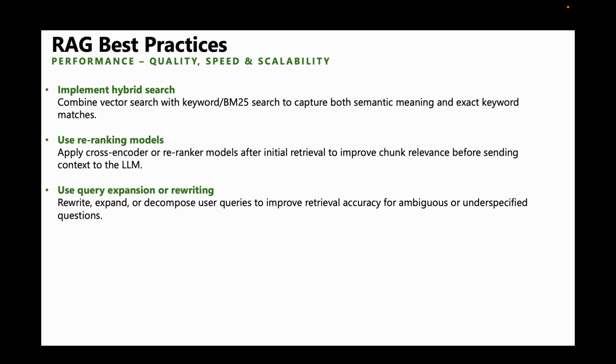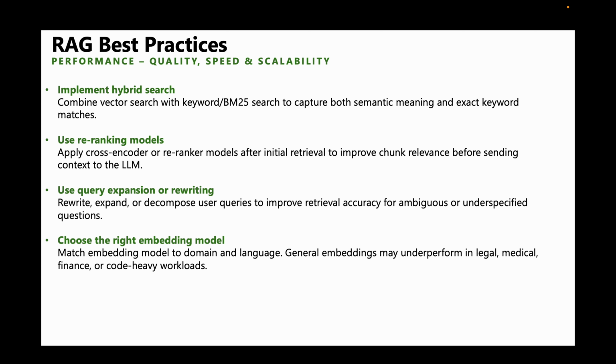The third guidance for improving performance is to use query expansion or query decomposition techniques when your user questions are ambiguous, incomplete, or phrased differently from the source documents. Query rewriting techniques can help generate clearer retrieval queries and improve the relevance of retrieved context.